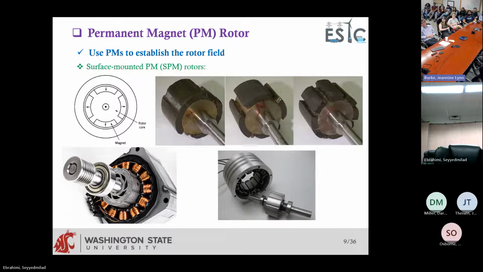So for example, this is a rotor that has 2 poles, 2 pieces of magnet here, N and S poles. This is a 4-pole machine, so N, S, N, S. This is an 8-pole machine. So these rotors go inside the stator like this. This is the rotor that goes inside the stator.